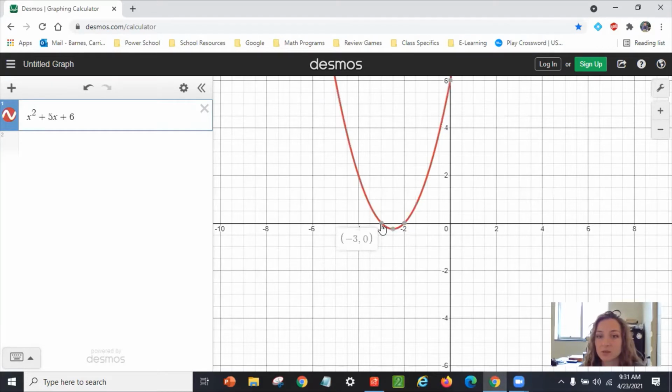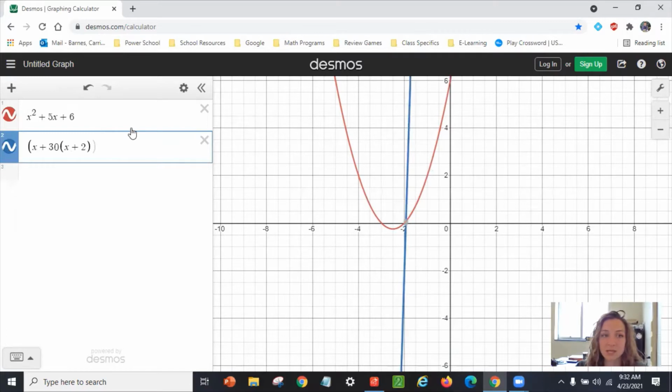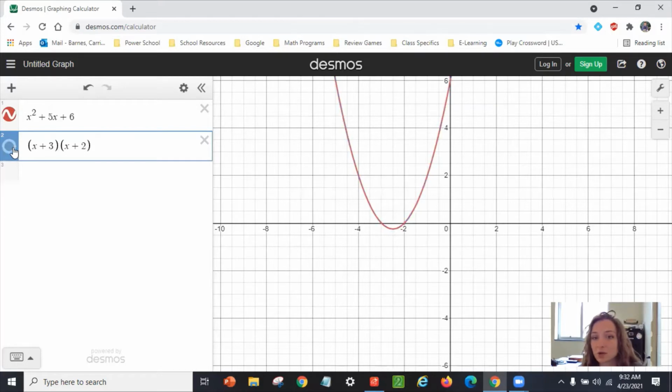And we can see that this is going through the points negative 3 and negative 2. So we're going to use the opposites of those. We're going to use positive 3 and positive 2. So this factors as x plus 3, x plus 2, which is exactly what we had as the factors before. And you can see that we did factor this correctly because it lines up on top of the equation.